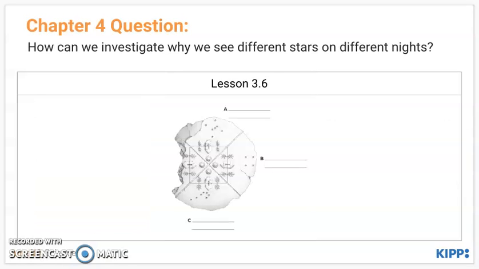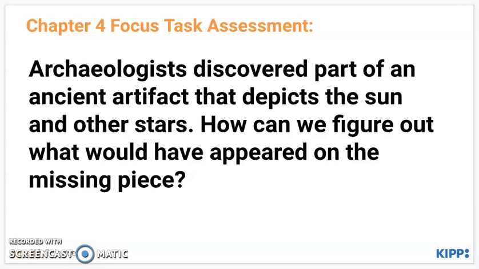Like we mentioned, Lesson 3.6 was moved after Chapter 4 in the unit at a glance. This lesson has students identify the constellation on the missing piece of the artifact using evidence from our unit and from the sim. Students will then complete the Chapter 4 focus task. Pause and open up the Chapter 4 focus task now.